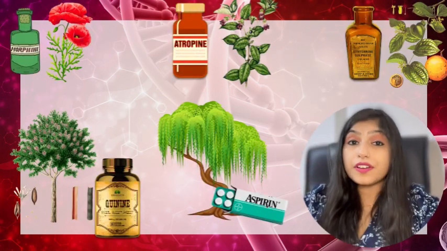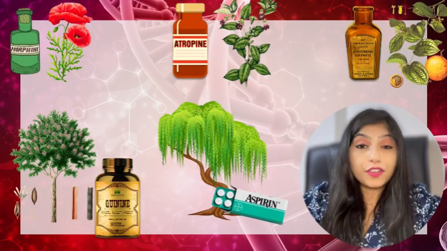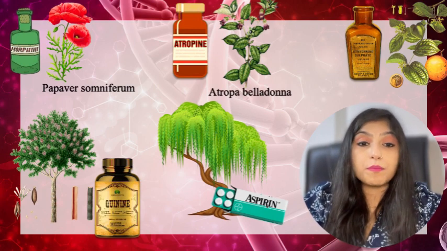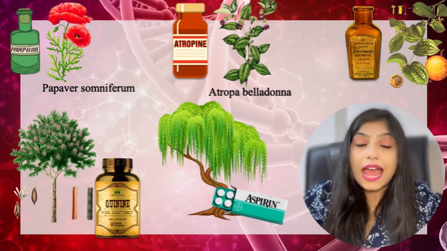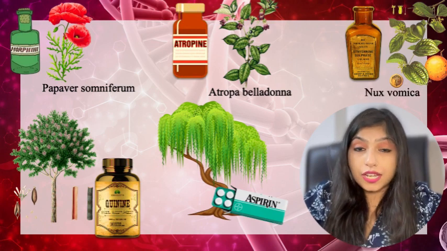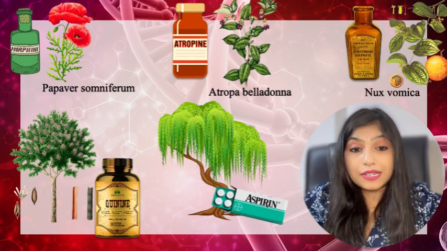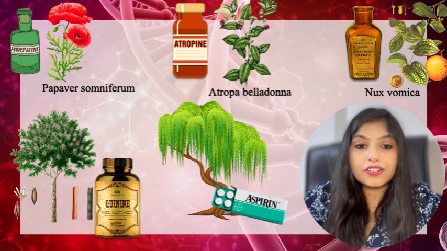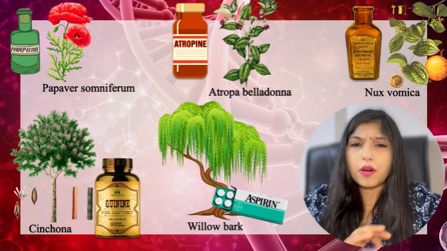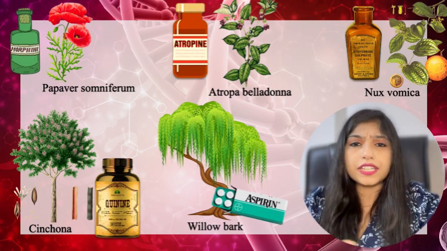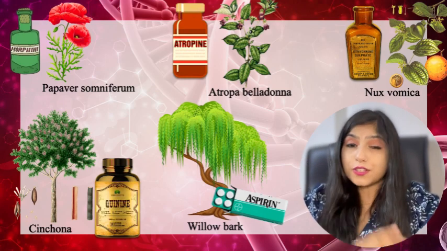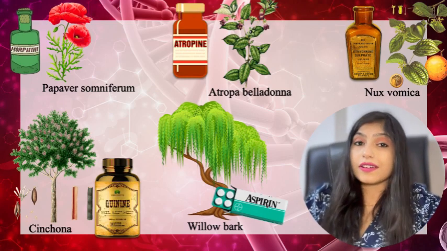Some of the very popular examples are morphine, a very popular narcotic analgesic that was extracted from Papaver somniferum, anticholinergic atropine that came from Atropa belladonna. From Nux vomica, we got strychnine, and a very popular anti-malarial drug, quinine, from cinchona, and a very popular household name, over-the-counter medicine for antipyretic analgesic use, that is aspirin. It also has a natural source, that is the willow bark.